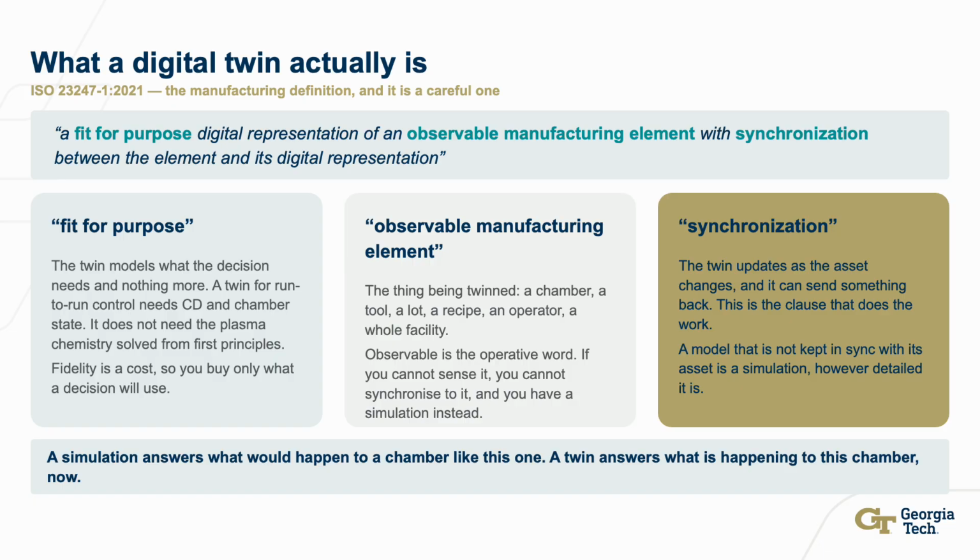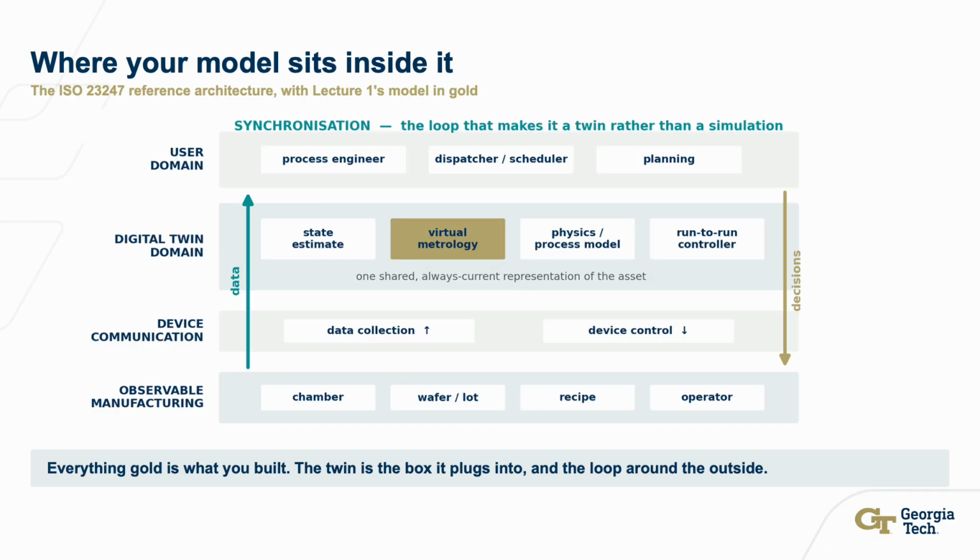Synchronization. The twin updates as the asset changes and it can send something back. This is the clause that separates a digital twin from everything it gets confused with. A finite element model of a chamber is a simulation. A physics model of an etch is a simulation. Both are useful and neither is a twin, because neither is tied to a particular physical chamber that is running right now. A simulation answers what would happen to a chamber like this one. A twin answers what is happening to this chamber right now. Sync is what you are paying for. Everything else on the slide is modeling you may already know how to do.